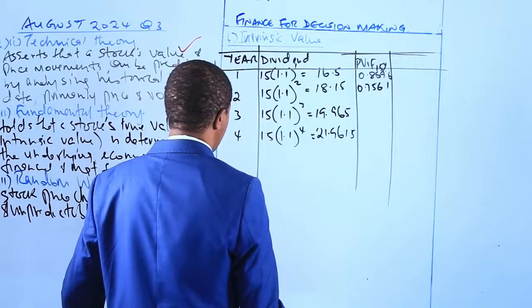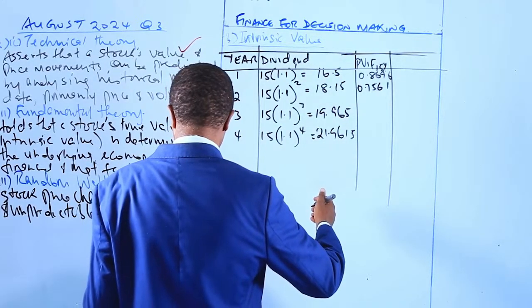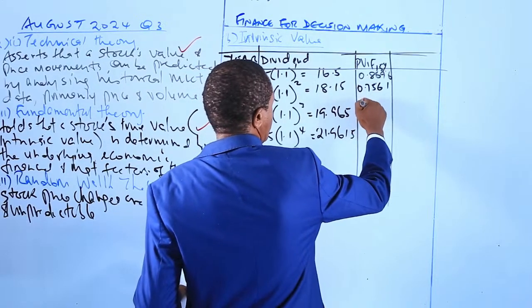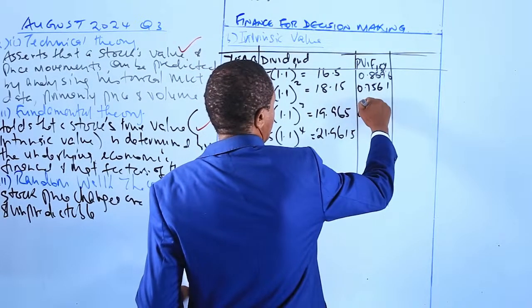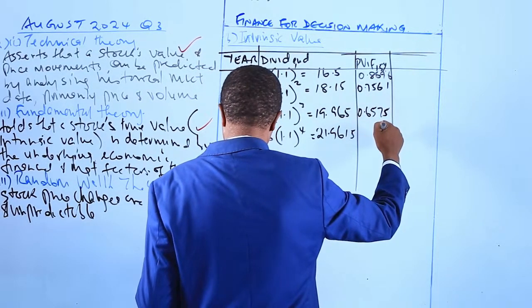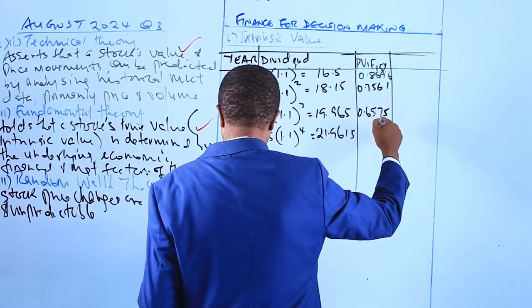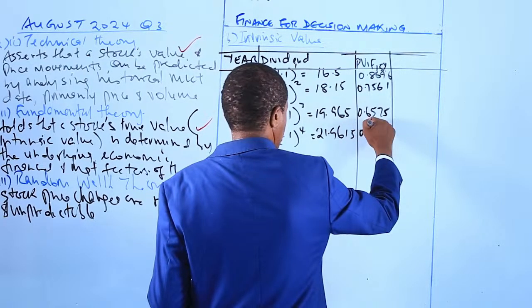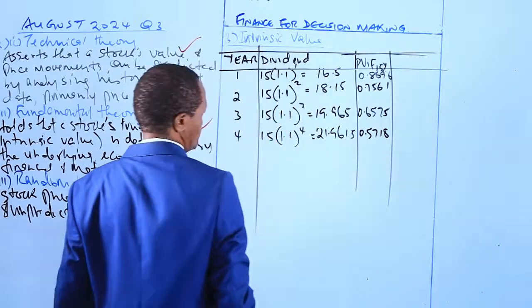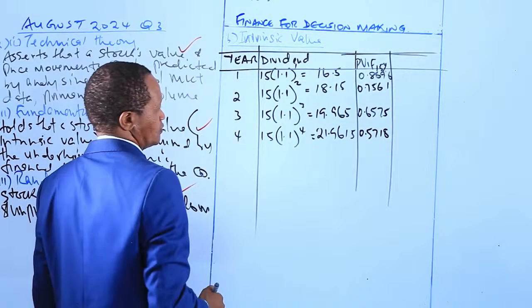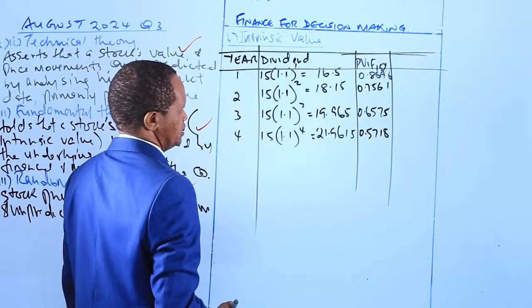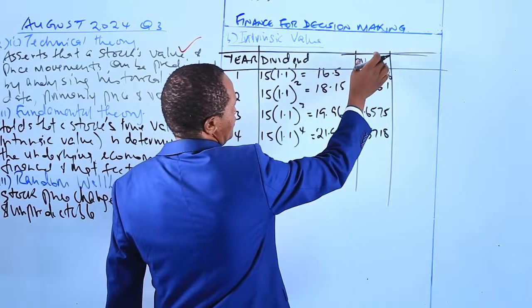Third year, read from the table, is 0.6575. Then year 4 is 0.5718. Are you following, candidates? Yes. So these are the present value interest factors.